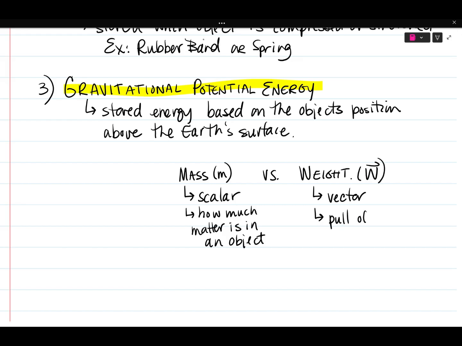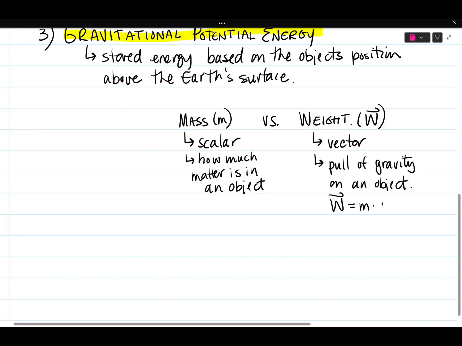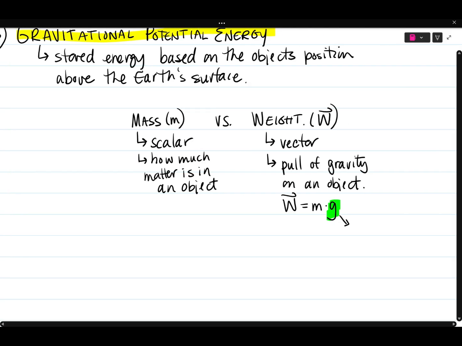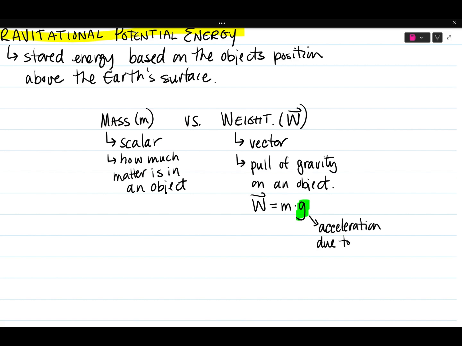So the pull of gravity on an object. And the equation for weight is equal to m times g. So your mass times this value now called g. And g is the acceleration due to gravity.